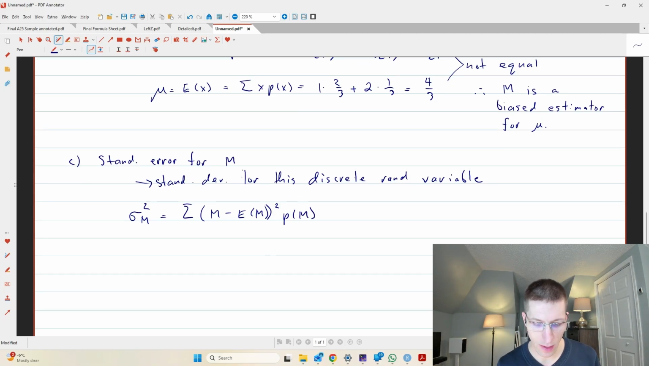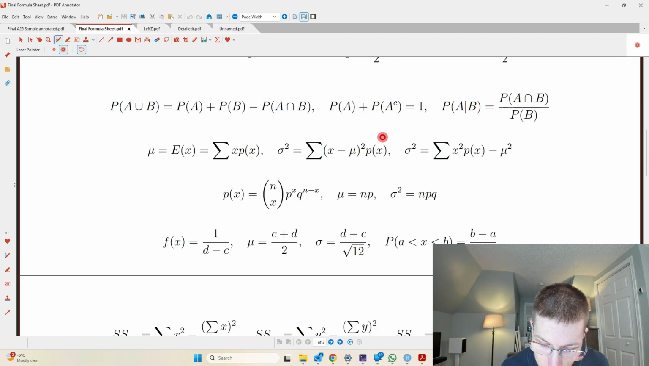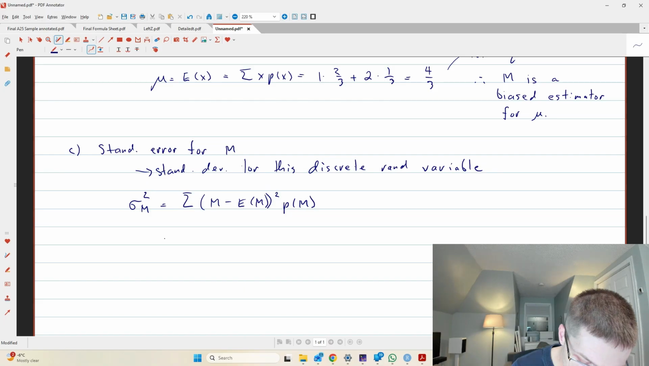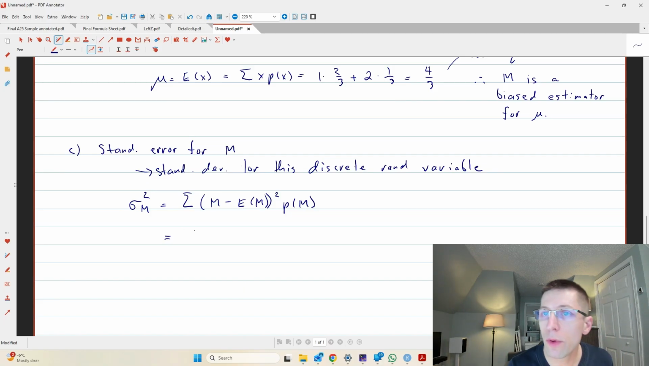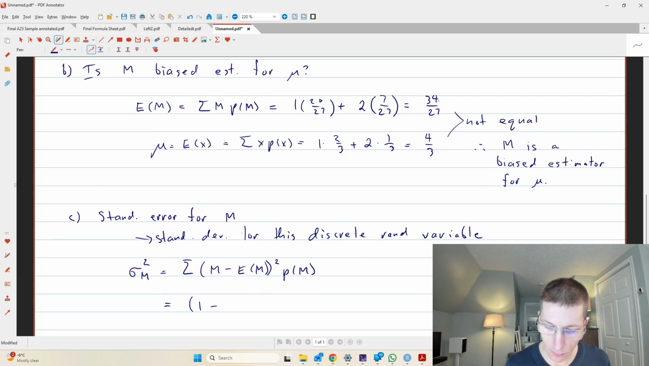And so that, like I said, just came from that formula on the formula sheet, but applied to M. So this formula works out to, so M can assume 2 values, so the sum is not too long. And we saw that the E of M, the mean for M, is 34 over 27.